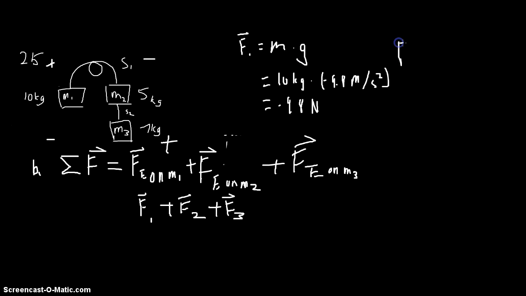So that's F1. Then moving on to F of 2, it would equal M2 times G. Now in this instance, the G is going to be positive, so it equals 5 kilograms times 9.8 meters per second squared, which is equal to 49 newtons.